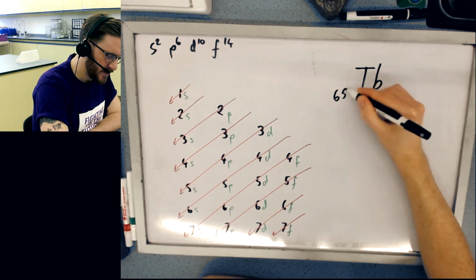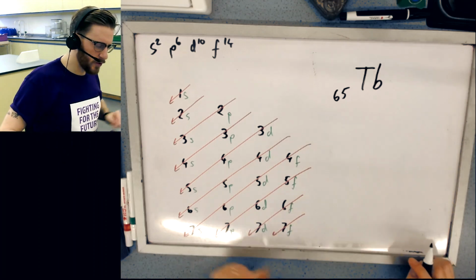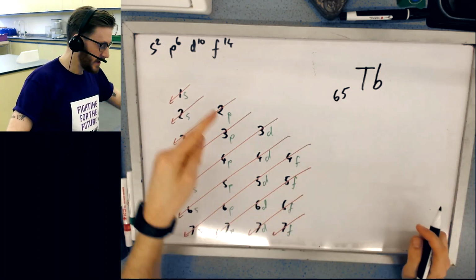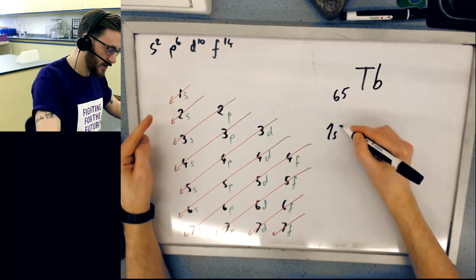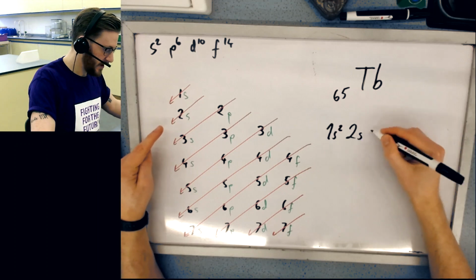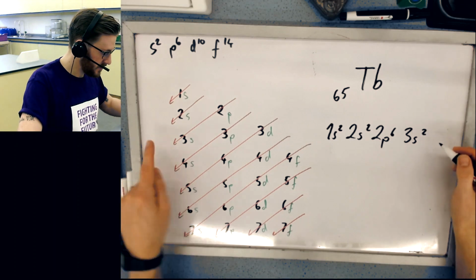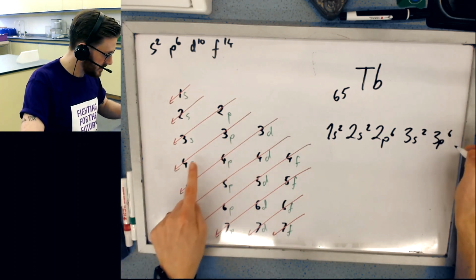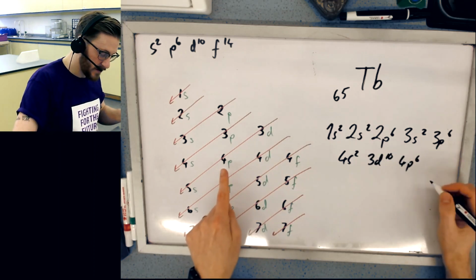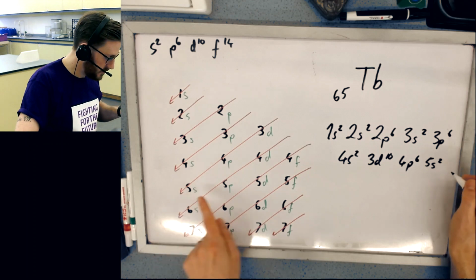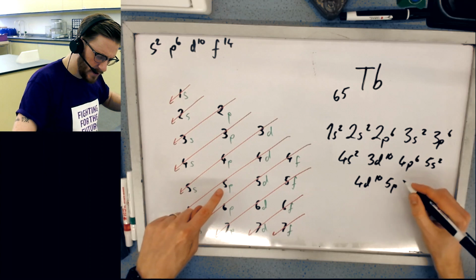Terbium. Terbium has 65 electrons, so a lot more than last time. So let's go through this chart and see if we can fill this up in the correct order all the way up to 65 electrons. So I'm going my 1s2, and then 2s2, 2p6, down to 3s2. So my next one is a 3p6, down to a 4s2, then to the 3d10, down to the 4p6, and down to the 5s2. After I'm on the 5s, I'm going to the next one, 4d10, then a 5p6.